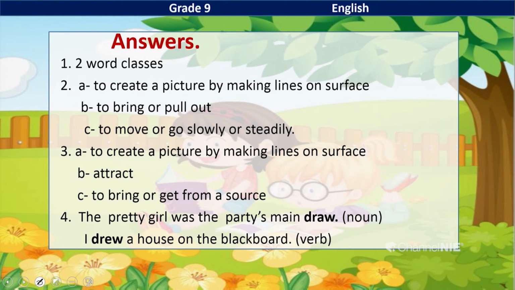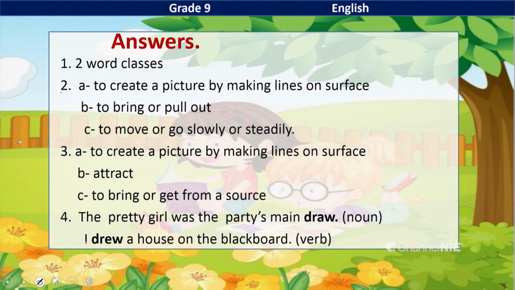So how many word classes? 2 word classes. The answer to number 2: to create a picture by making lines on a surface. Likewise. Here number 4 is the important one. The word draw as a noun and as a verb is used in 2 sentences. Here, the pretty girl was the party's main draw, or the attention. One of the meanings of the word draw is attraction. So that is the word that you have used here. In the sentence, the meaning of draw here is attraction.